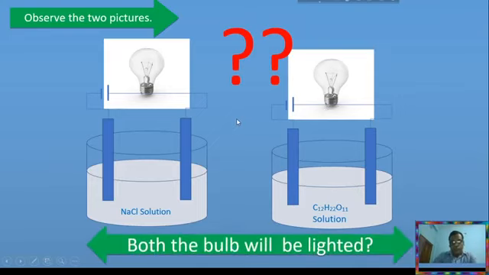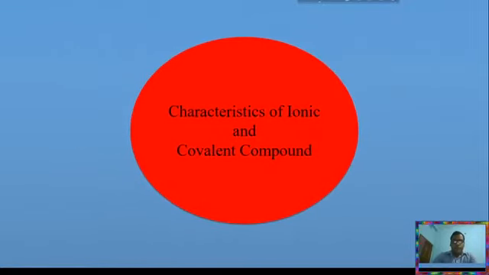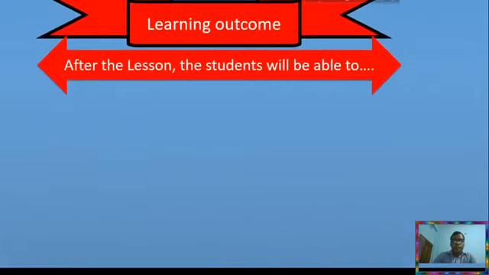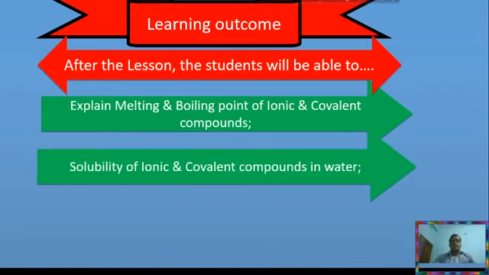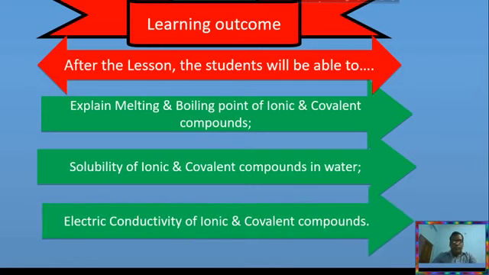This is the most important question for you. Today I'll talk about the answer to the question. Our today's topic is characteristics of ionic and covalent bonds. Our learning outcomes after the lesson: the students will be able to explain the melting and boiling points of ionic and covalent compounds, why the melting and boiling points of these compounds are different, the solubility of ionic and covalent compounds in water, and finally the electric conductivity of ionic and covalent compounds.